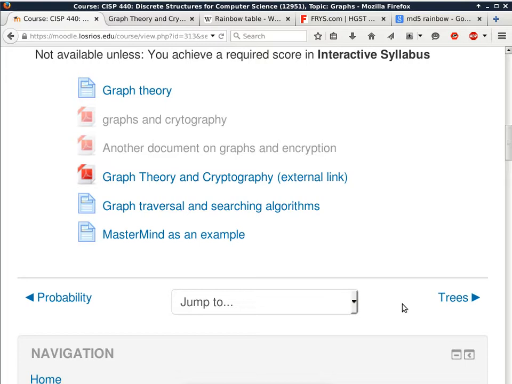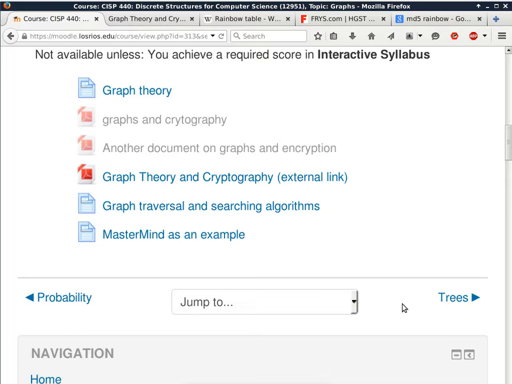Okay. So let's go ahead and get started. So we are continuing our graph theory topic. And what we'll do today is to go over graph traversal and searching algorithms. And if we have enough time, we'll also go to Mastermind as an example.